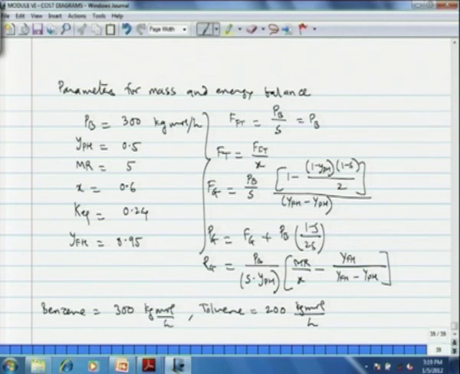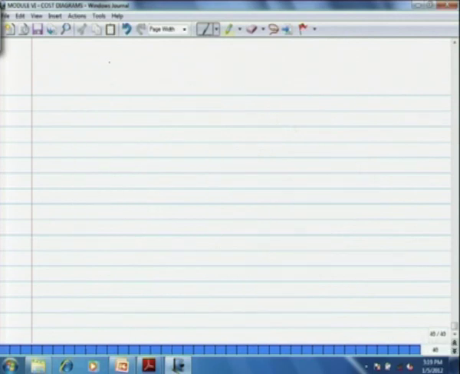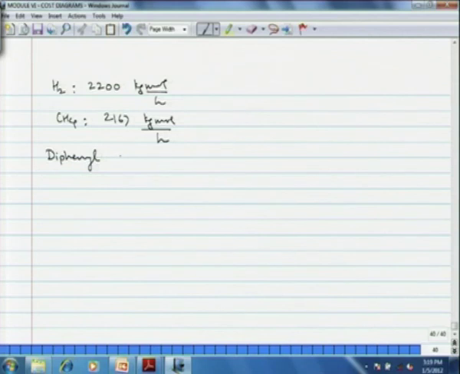Then hydrogen, 2200 kgmol per hour. Methane, 2167 kgmol per hour, and diphenyl is 9.8 kgmol per hour. This is the composition of reactor effluent.